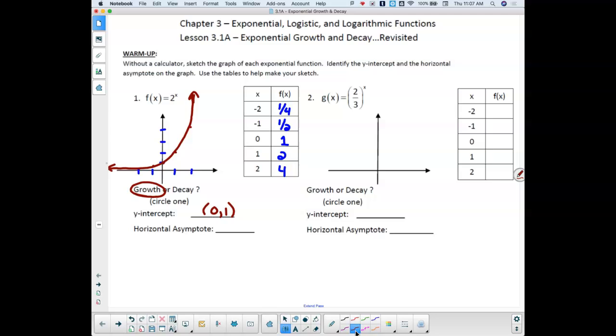Do I have a horizontal asymptote, a line that it will never cross? Yeah? What is it? Y equals 0 is my horizontal asymptote. I can never put a value of x into that function and have it be equal to 0. And I can never put a value of x into that function and have it be negative. Okay?